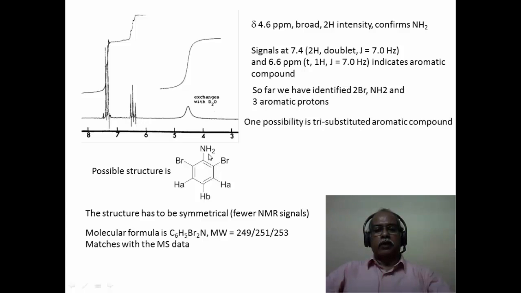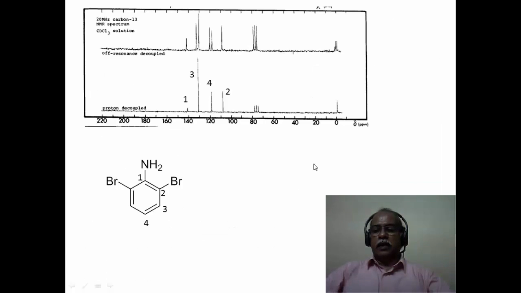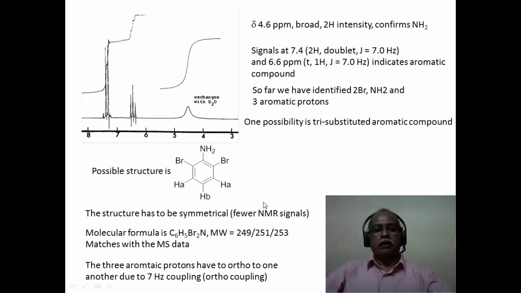So one can see the HB signal in the lower delta region. This is para to the amino functional group, so it is at a lower delta value, and meta to the amino group will come at a higher delta value in this NMR spectrum of this particular compound. The 3 aromatic protons have to be ortho with respect to each other because of the 7 Hertz coupling which is seen, which is a major coupling in this spectrum. So symmetry considerations are important in the structural elucidation problem. This is an illustration of how a molecular structure has been decided based on the symmetry pattern or the substitution pattern that is deduced from the proton NMR spectrum of this particular compound.